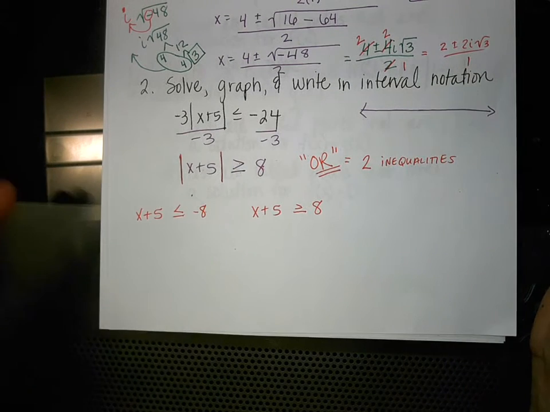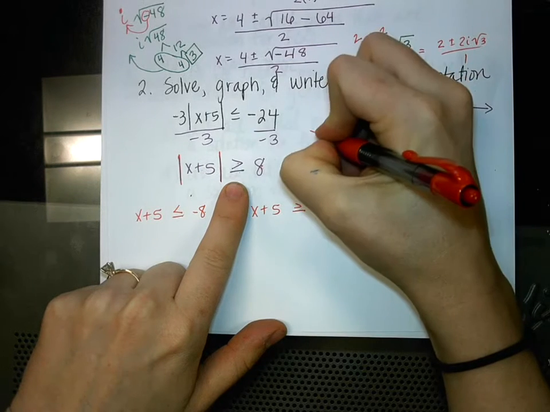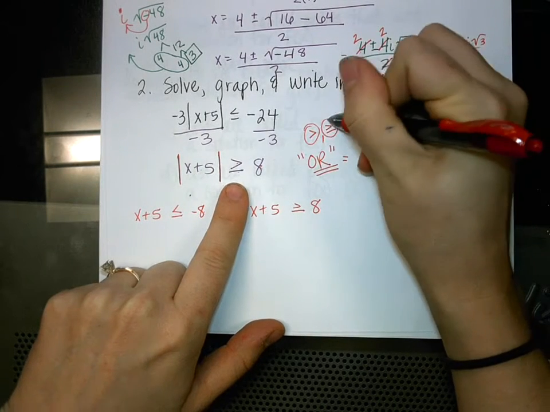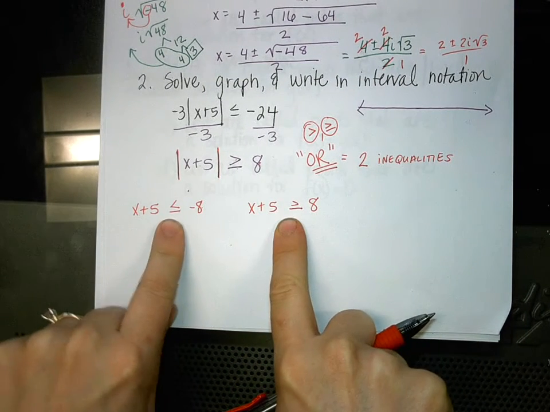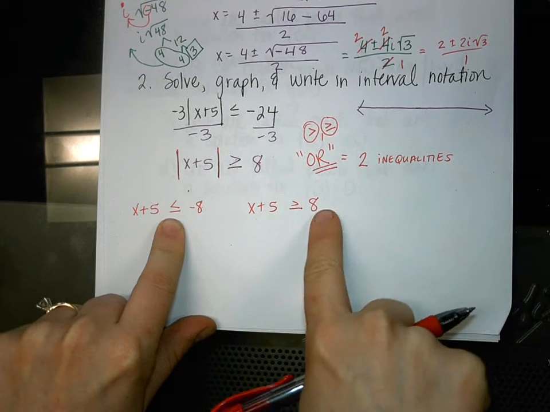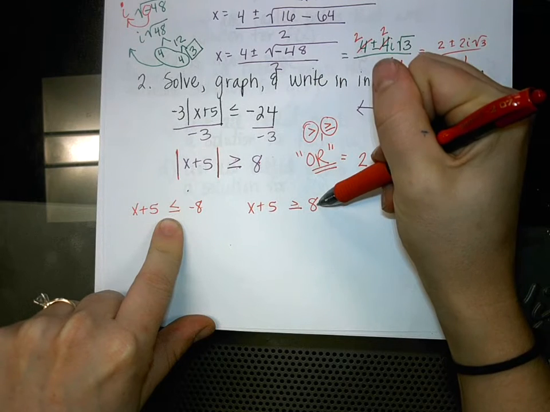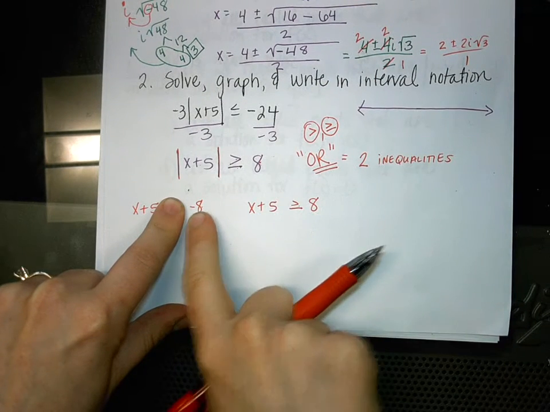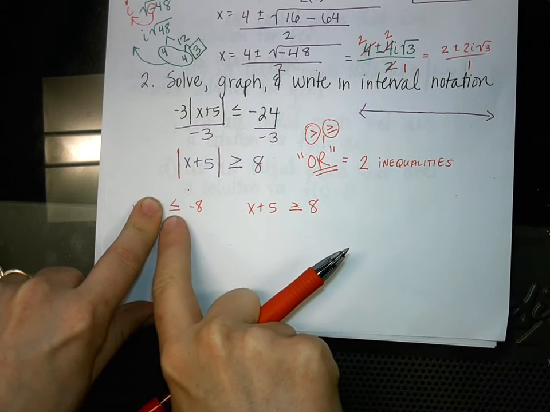What you need to remember is when you have an OR inequality, which is greater than or equal to, these two things produce OR inequalities. If you have an OR inequality, you split it into 2 inequalities. The first one will have the same sign and the same number. The second one will have the opposite number. So the opposite of 8 is -8, which means we need to take the opposite sign.